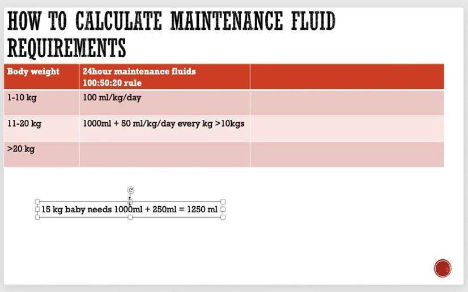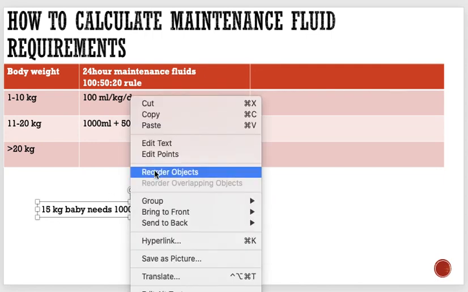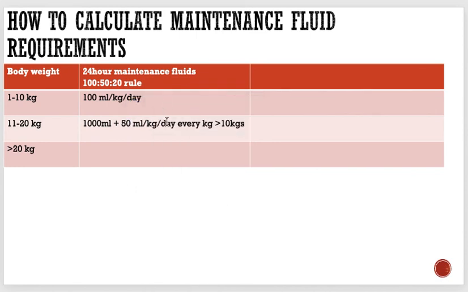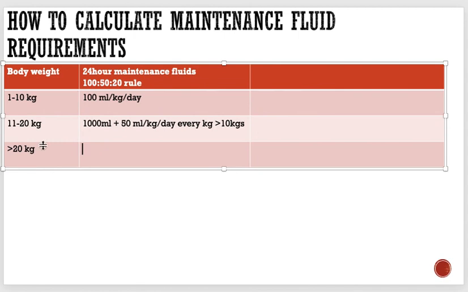This is, for example, for example purposes, I paste it over here. Now, for example, a baby who weighs 20 kilograms, how much does he need? For the first 10 kilograms, 1000, and then for each kilogram after that, I'm going to add 50. So that makes 1500, right? So a 20 kilogram baby needs 1500 ml or 1.5 liters simply.